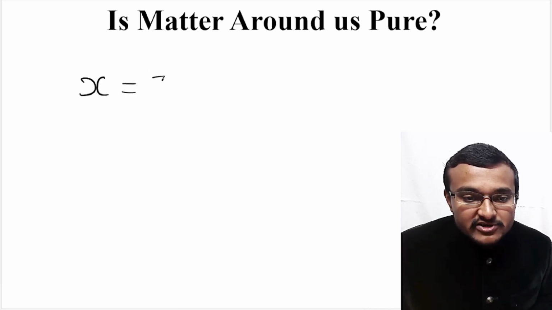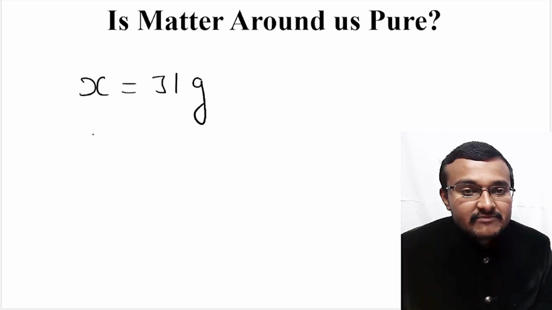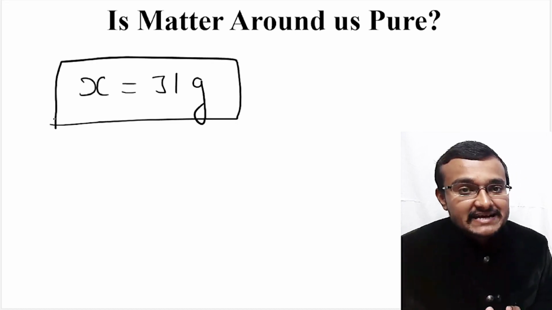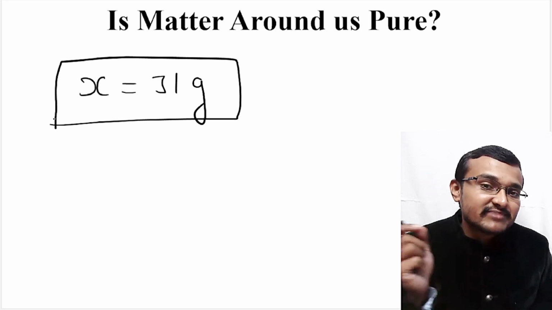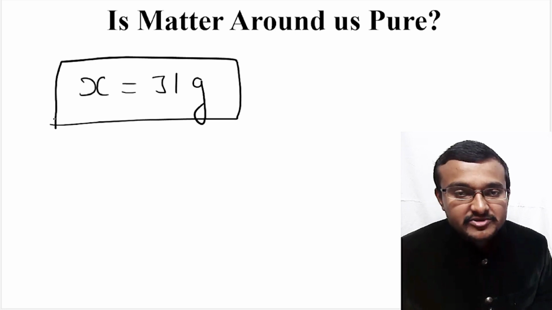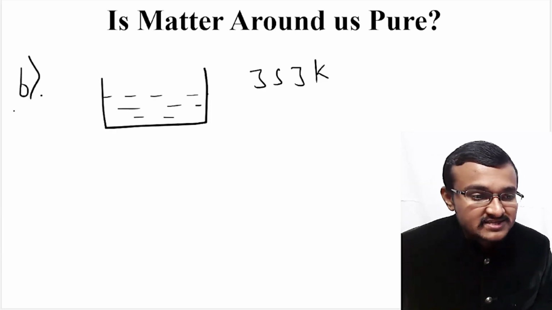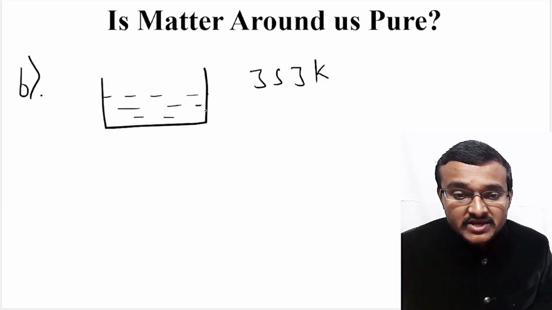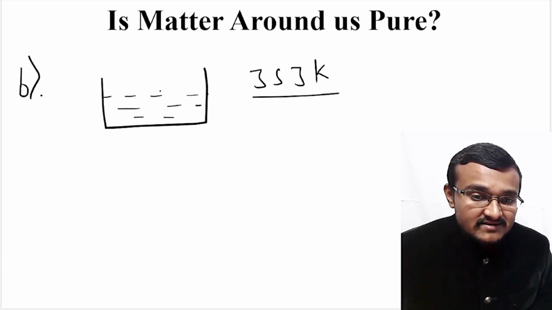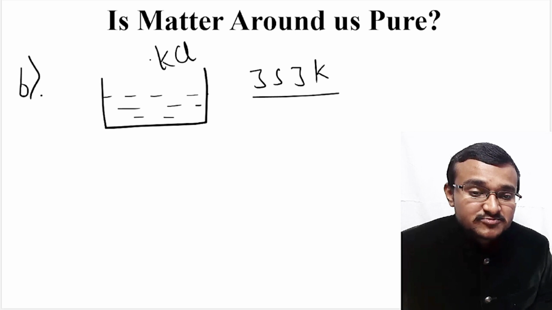So the answer for this particular question A will be 31 grams. So 31 grams is the maximum amount of KNO3 which can be dissolved in 50 gram of water at 313 Kelvin temperature. So coming to the B question in this third question, this water is maintained at 353 Kelvin temperature and KCl will be mixed in this water.